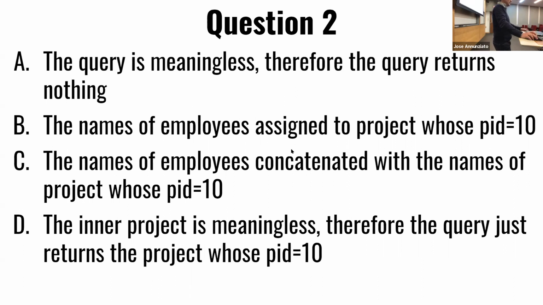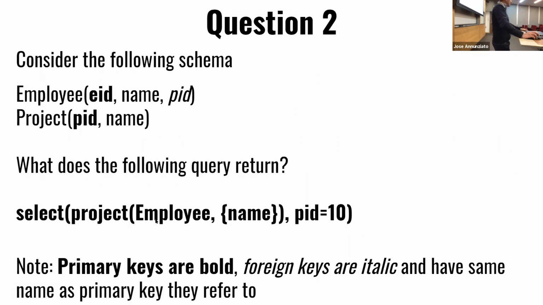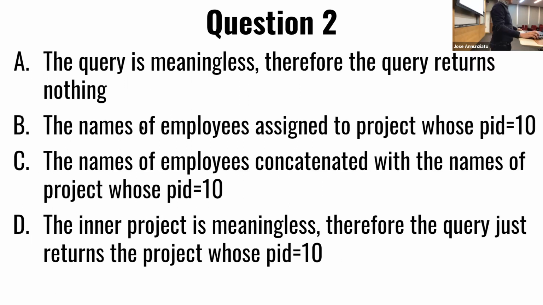Or the names of employees assigned to project whose PID is 10. That would be the case if it would be backwards, right? If this would be a select first and then the projection, then that's true, right? If you invert this and you just select first, you select from employees where PID is 10 first, and then you do the projection outside with name, then yes, the second would be true.